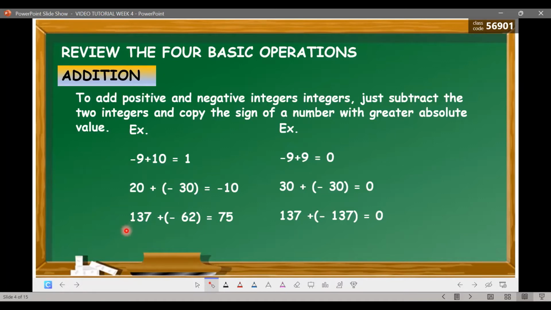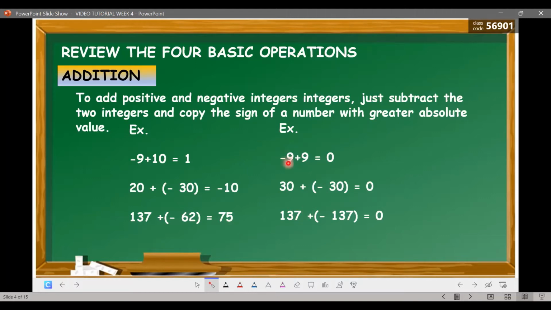Another is 137 plus negative 62 is equal to positive 75. So we subtract 62 from 137, so we have 75. Then the sign of the number with bigger absolute value is positive. That's why our final answer is positive 75. Okay.